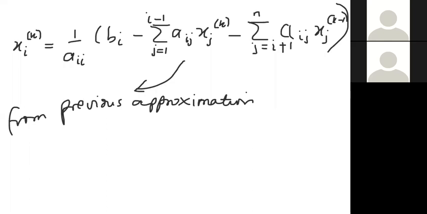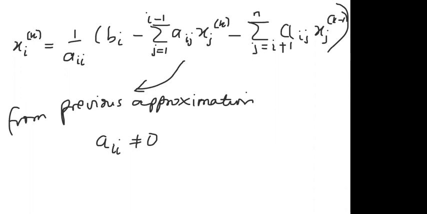Again, here we need to make sure that aii is not equal to 0, because if it is equal to 0, then this part will be undefined, right? So we don't want that to happen. Okay, so let me get rid of this. Good. So let's do example 3.1.5 again, but this time we are going to use the Gauss-Seidel method. I'll call this one example 3.1.6.